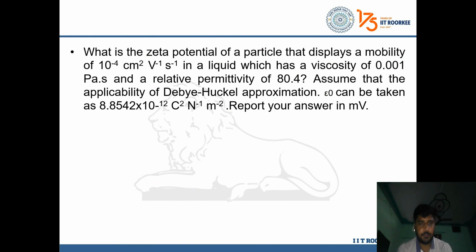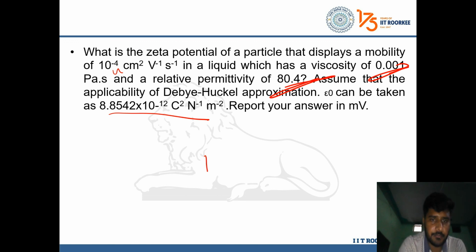And this is the final question of this session. What is the zeta potential of a particle that displays the mobility of 10 raised to minus 4 centimeter square per volt second in liquid? Basically, this is the u value given here, and the viscosity eta, this is the eta value, and the relative permittivity, that is epsilon r. Assume the applicability of the Debye-Huckel approximation; epsilon naught can be taken as this. Report your answer in millivolts.